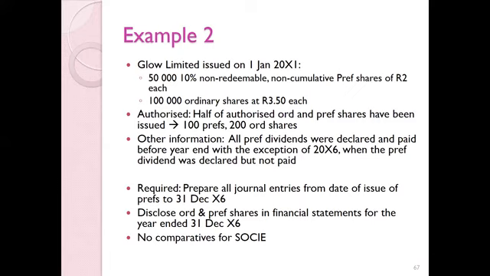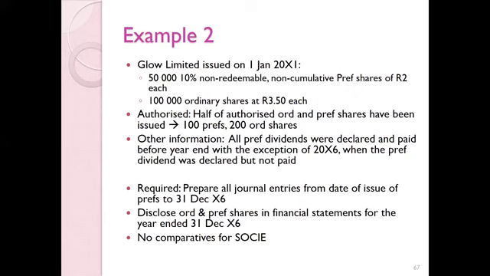And this example tells us that Glow Limited issued on the 1st of January 20X1 50,000 10% non-redeemable, non-cumulative preference shares of R2 each. Also 100,000 ordinary shares at R3.50 each. The authorized share capital means half of the authorized ordinary and preference shares have been issued. So if half have been issued, that then means the total authorized value of preference shares would be 100,000 and for ordinary shares would be 200,000.